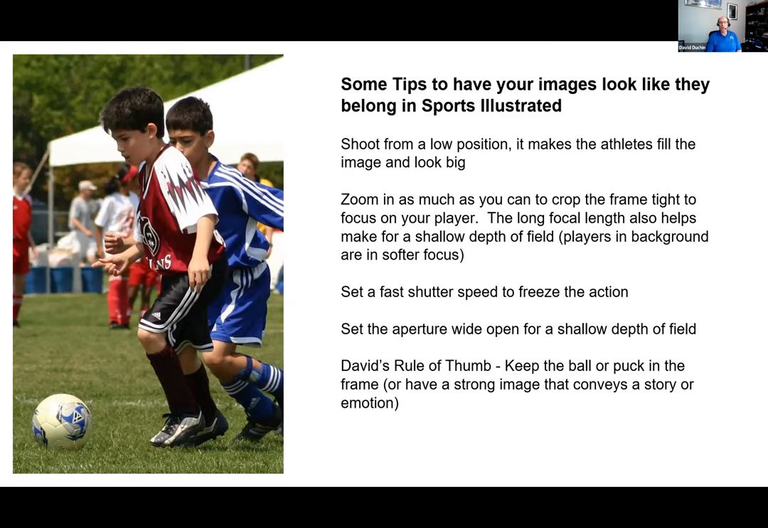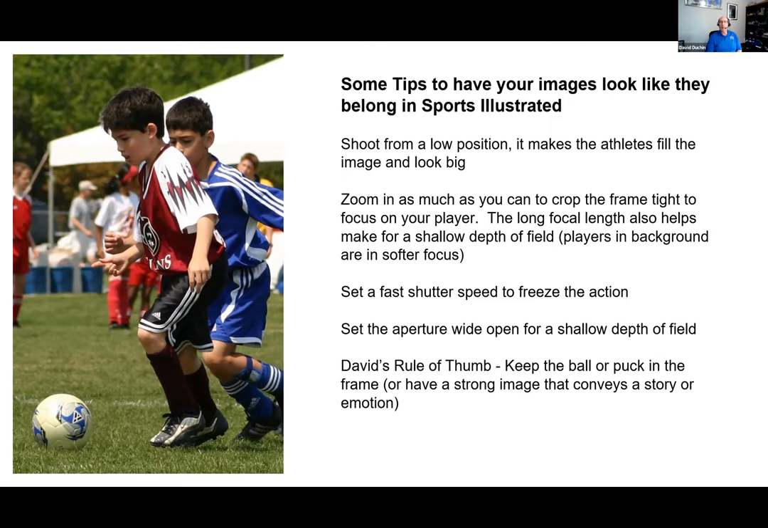And as you can tell in this image, to get that further Sports Illustrated look, you want to zoom in as much as you can and crop tight and focus on your player. And the long focal length helps in causing an effect called a shallow depth of field, where the background's in a softer focus. And so it brings to the forefront the actual player and puts focus on him. The fast shutter speed will freeze the action.